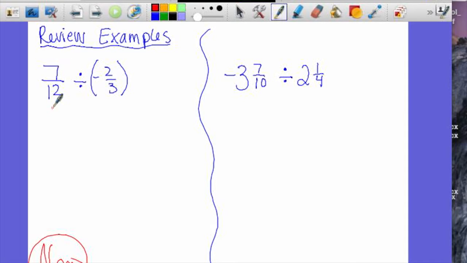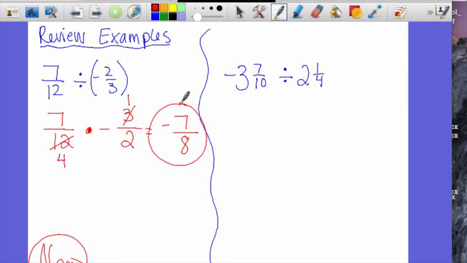Okay, so keep it, change it, flip it, because they're already regular fractions. So keep it, change it, flip it, and multiply or cross cancel. So 12 divided by 3 is 4. 3 divided by 3 is 1. So now 7 times 1 is 7. 4 times 2 is 8. And I know it's negative. So it's -7/8.